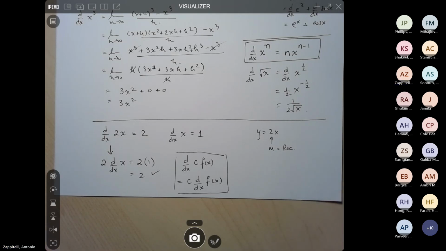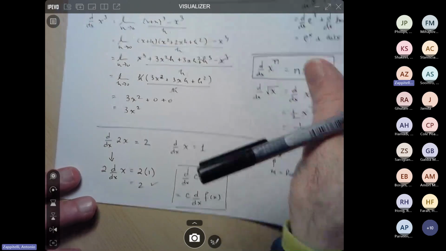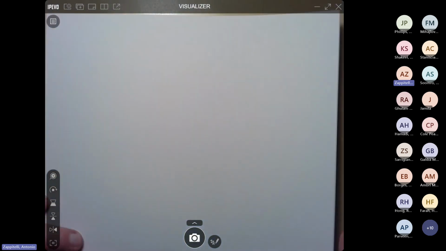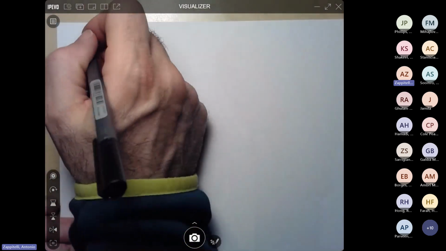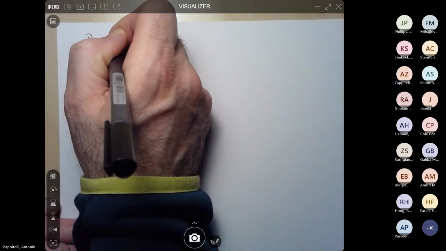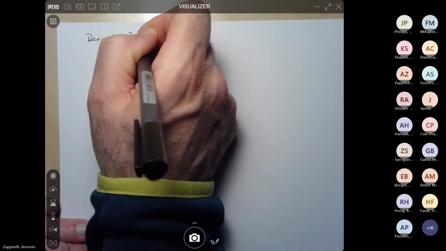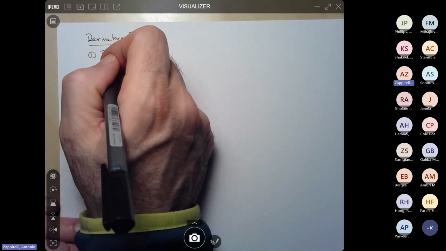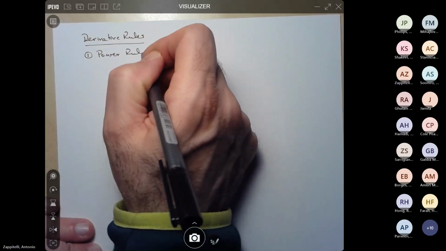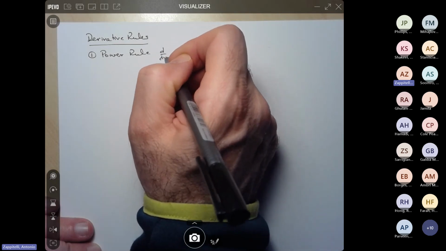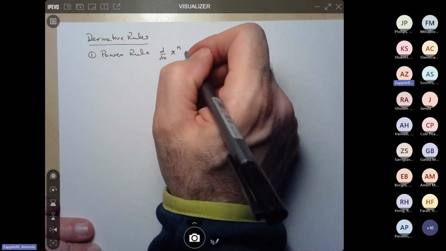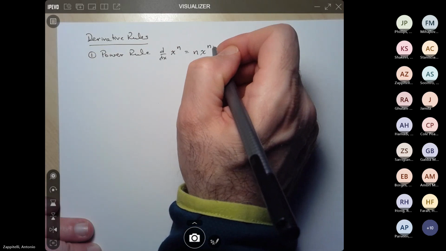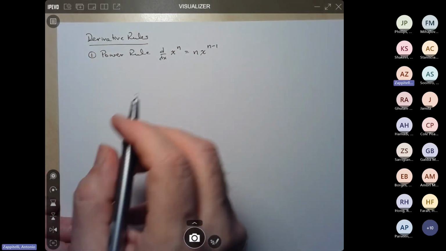All right. So let's rewrite these rules so we have them. It would be a good idea for you to have them down. Here we'll start a list of our derivative rules. The first one I'll write down is the power rule, which says that the derivative of any power of x is equal to that power times x to the power minus 1, the original power minus 1.